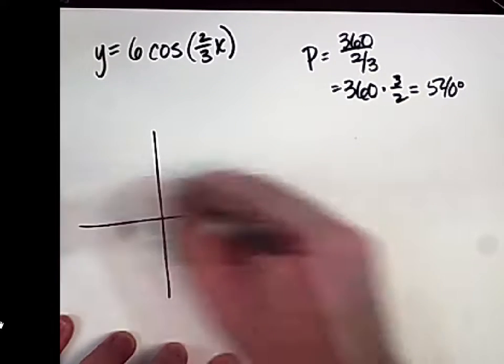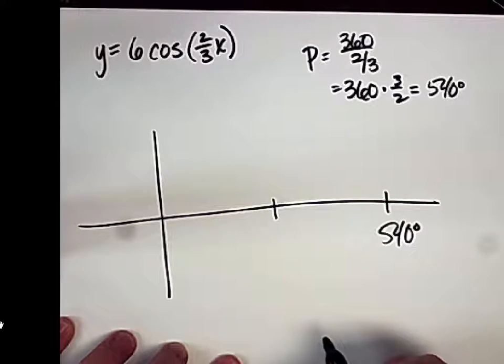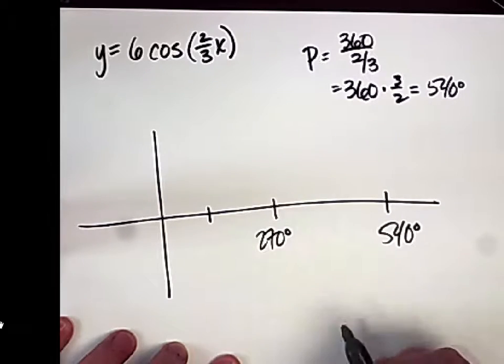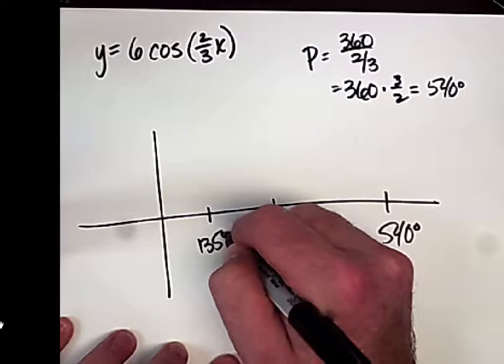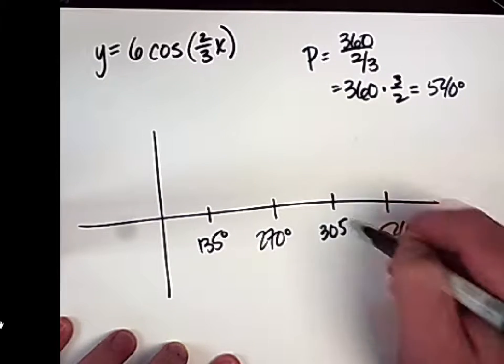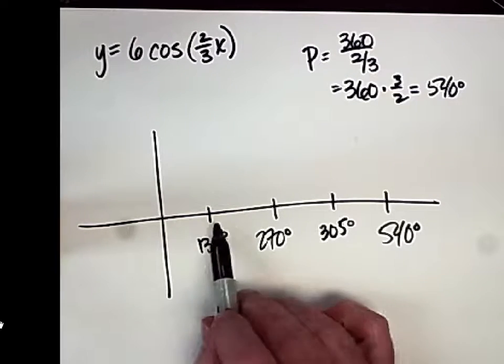So this is 540. So what's this? 270. So what's this? 135, which means this is 405. Because each one of these has to be 135.